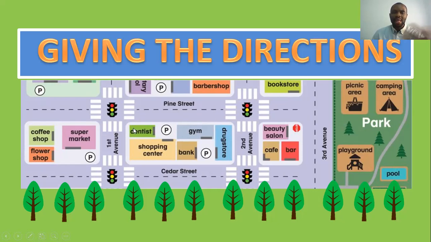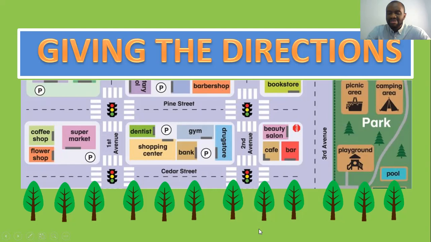Okay, we have to know, how can I get to the bookstore? Okay, you go straight past the coffee shop, you pass the supermarket, okay? You meet a roundabout, okay? You go straight. We don't U-turn, we don't turn left, no, we go straight, okay? You take Pine Street, you pass a dentist, you pass the gym, you pass a barber shop, you meet another roundabout, okay? Don't turn left, don't turn right, go straight, okay? You go straight, and over there is the bookstore, okay?